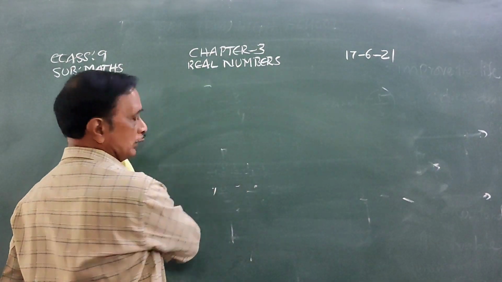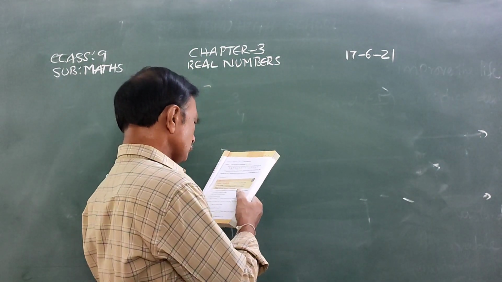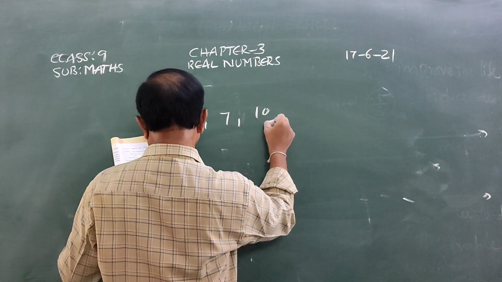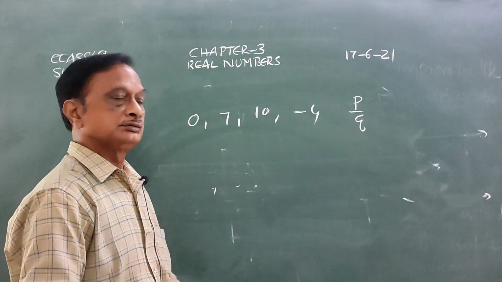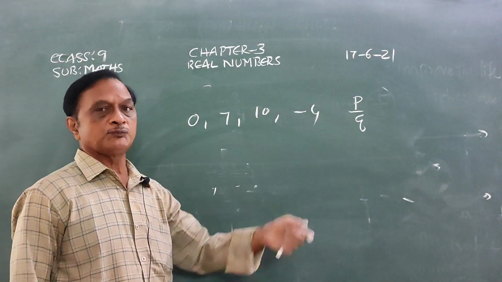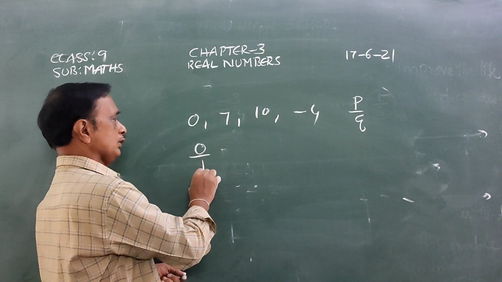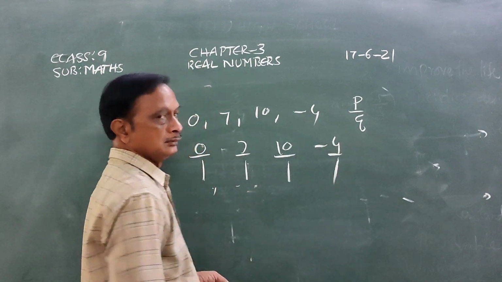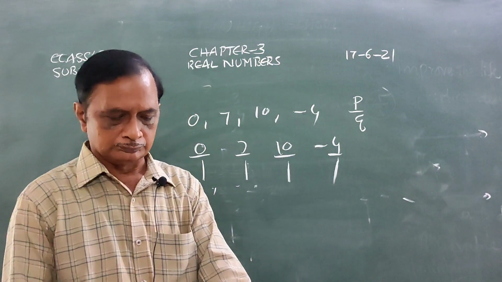Now, in the same problem we have a second question. Write 0, 7, 10, minus 4 in the form of p by q. So how do you write 0 in the form of p by q? 0 by 1, 7 by 1, 10 by 1, minus 4 by 1. So we express all these numbers in the form of p by q.